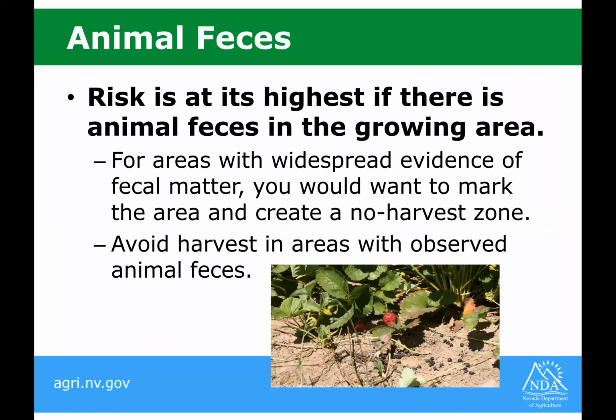Now, the risk is the highest if there's animal feces in the growing area. For areas with widespread evidence of fecal matter, you would want to mark the area and create a no harvest zone. And it is best to avoid harvest in areas with observed animal feces. The point of creating a no harvest zone would be to narrow down the area of where they could possibly have stepped in it and tracked it to. You can see there's little deer droppings by the strawberries in the picture at the bottom.